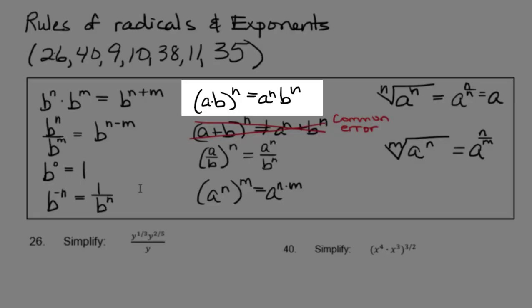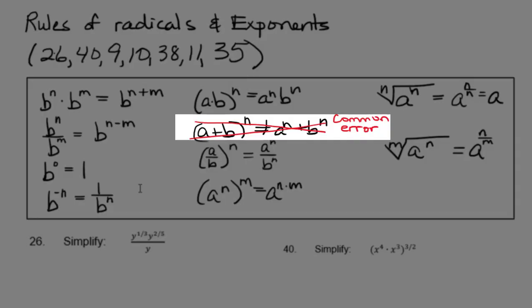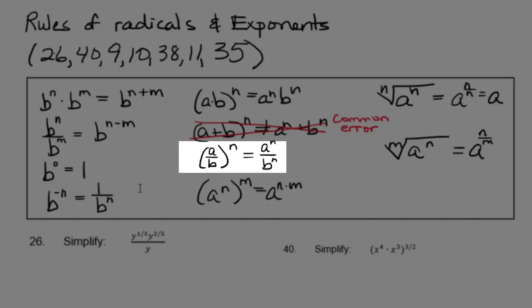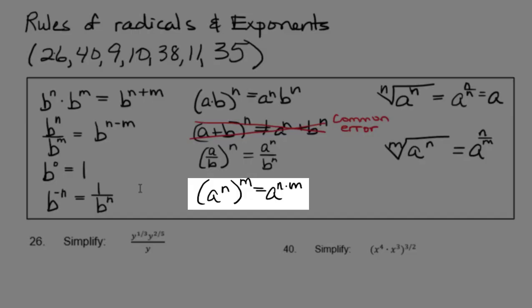When we raise a product to a power, we can just raise each part to that power, but that doesn't work for a sum or difference. For example, a plus b to the n is definitely not equal to a to the n plus b to the n. That's a very common error that you should try to avoid. It is true, however, that if we divide a by b and raise that whole quotient or fraction to the power, we can just raise each part to that power, a to the n over b to the n. And also, if we raise a power to a power, we multiply the exponents. So the quantity a to the n, raised to the m power, is a to the n times m.